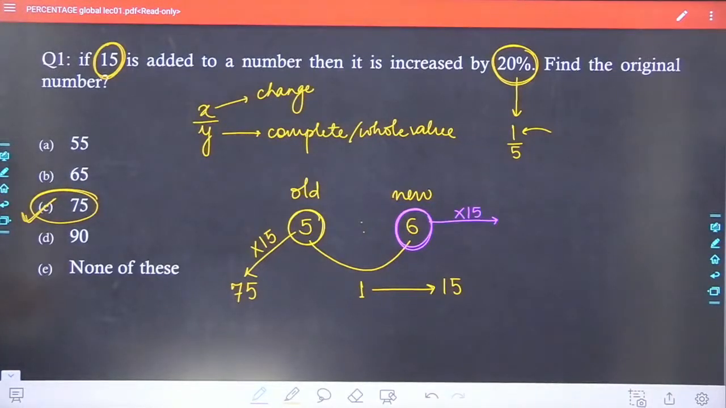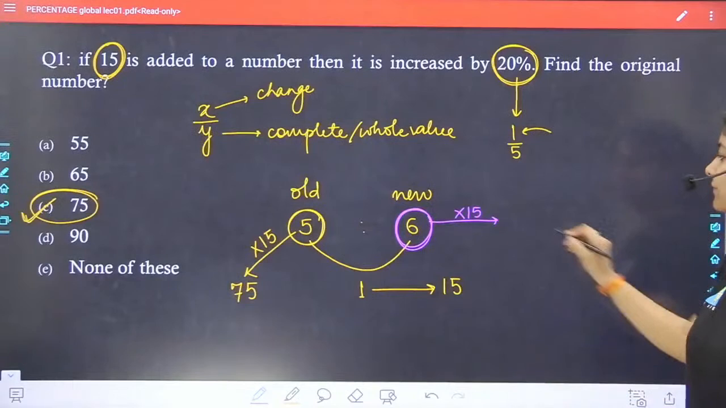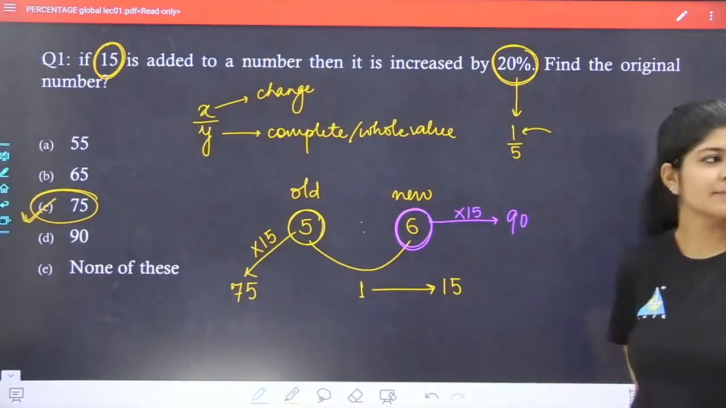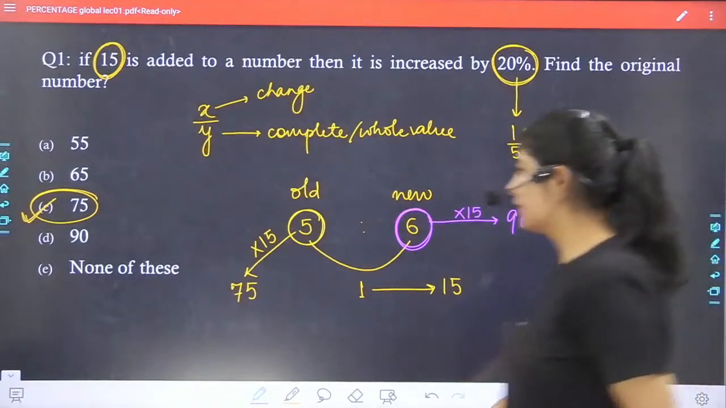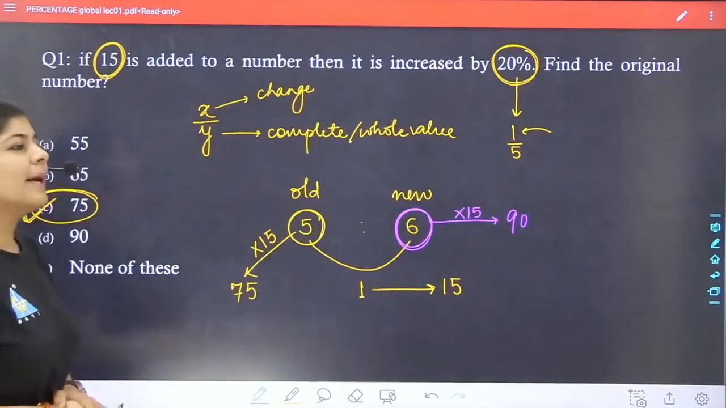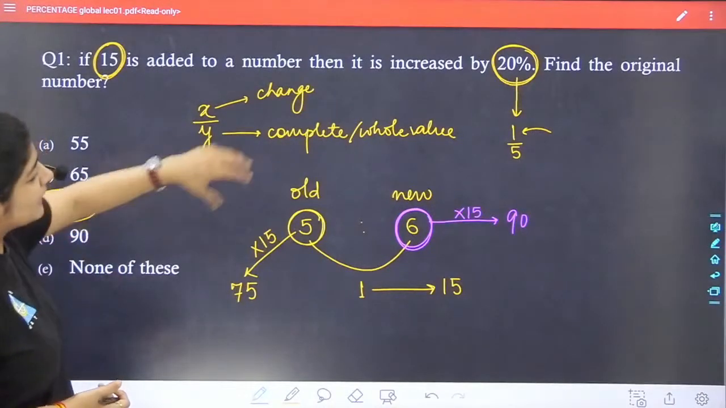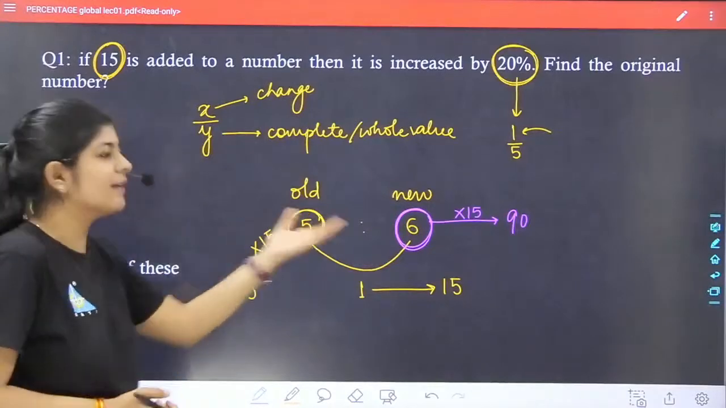Is it clear? Is it clear or not? Please let me know in the comment section. How do we calculate this ratio and how are we calculating our answers?